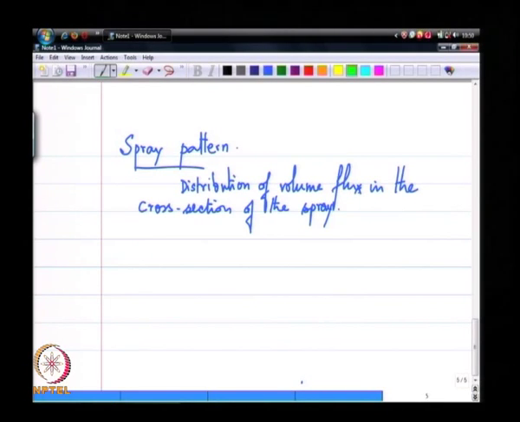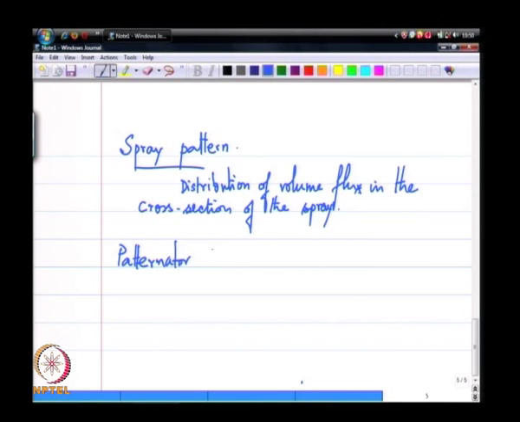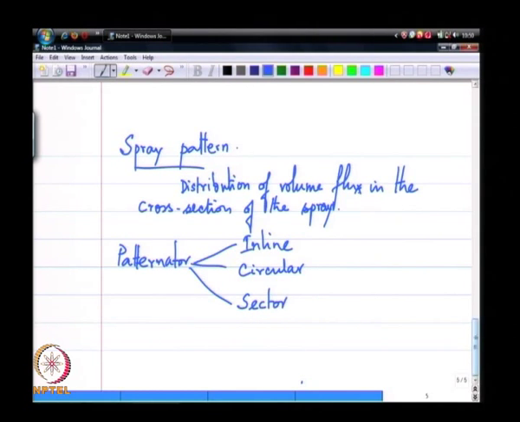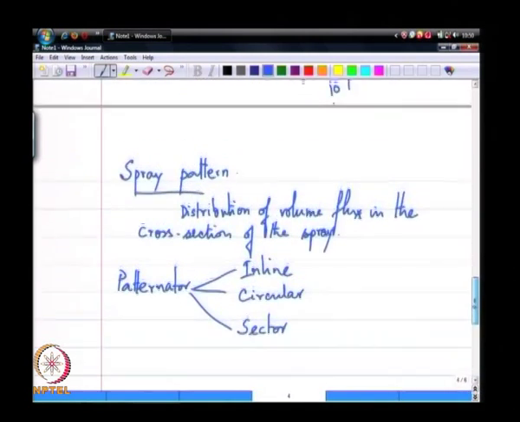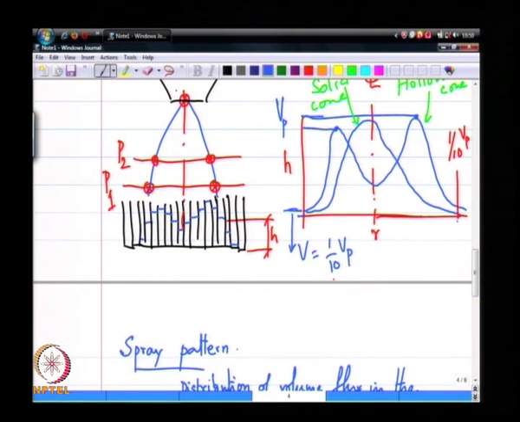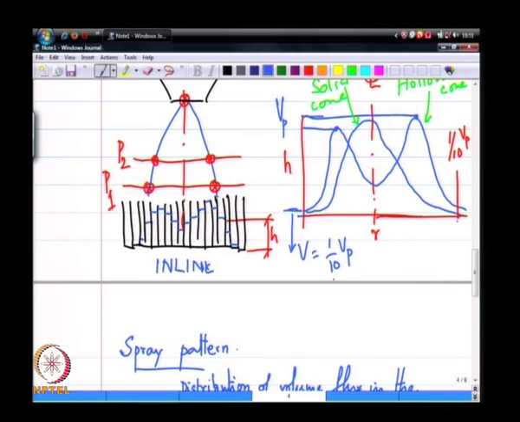One of the tools that is often used is what is called a patternator. We have already seen what this patternator is. There are three kinds of patternators. One is called an inline patternator, the other is a circular patternator, and the third is called a sector patternator. We will see what each of these are and what pieces of information these yield. The one I described in the context of measuring spray angle is what is called the inline patternator. As you can see, the tubes are all arranged in a straight line.